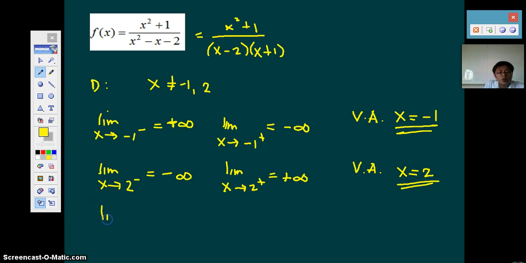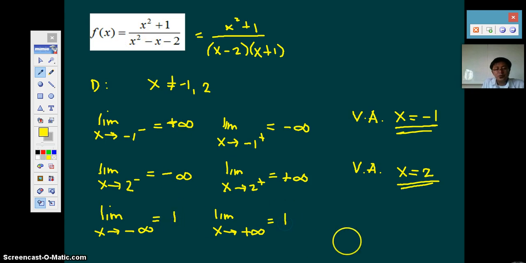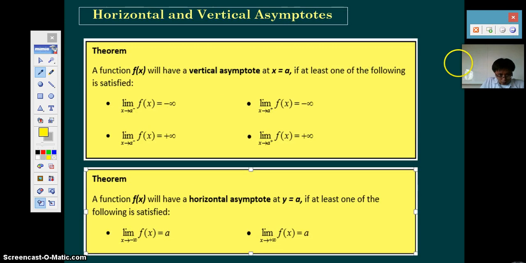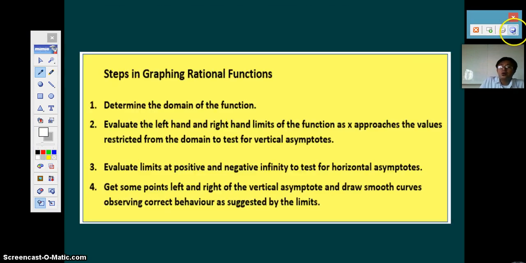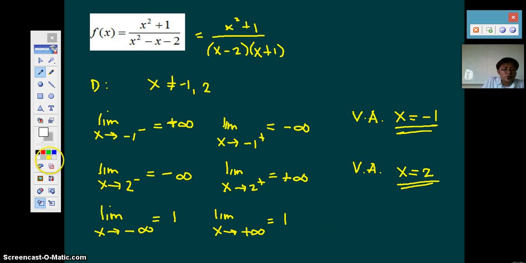Now to test for horizontal asymptotes, we simply evaluate our function as x approaches infinity. So limit as x approaches negative infinity, and the limit as x approaches positive infinity. In this case, we have a rational function where the numerator and the denominator have the same degree, and the limit at infinity is equal to 1. And again, according to the definition, if you have a value, that's a horizontal asymptote. So therefore, you have a horizontal asymptote at y equals 1.